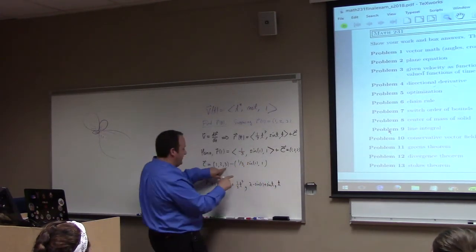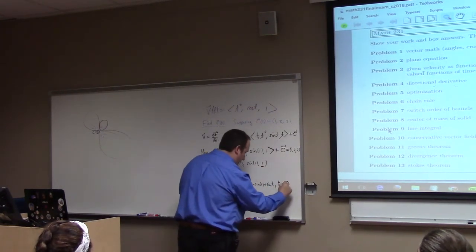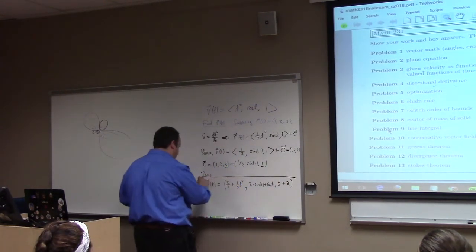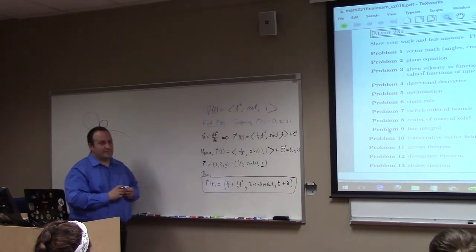And what do we got? We got 3 minus 1, which is 2, right? So there you go. That's the position as a function of time, given that the initial position at time 1 is 1, 2, 3.